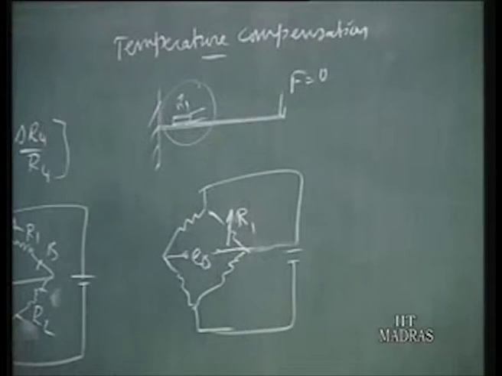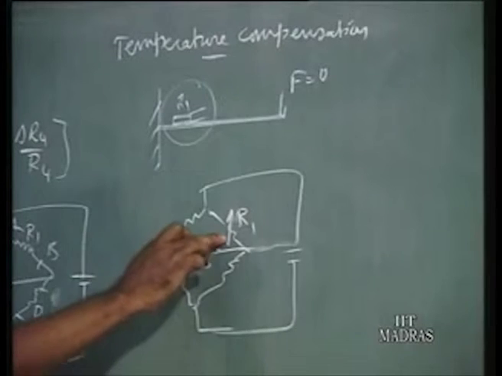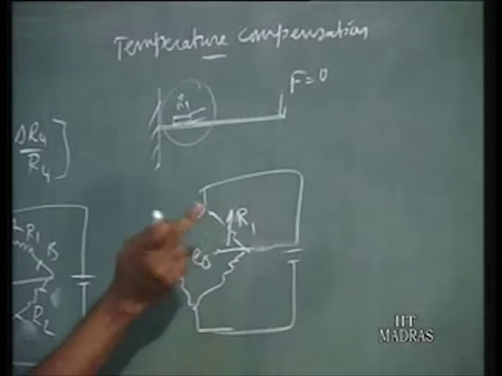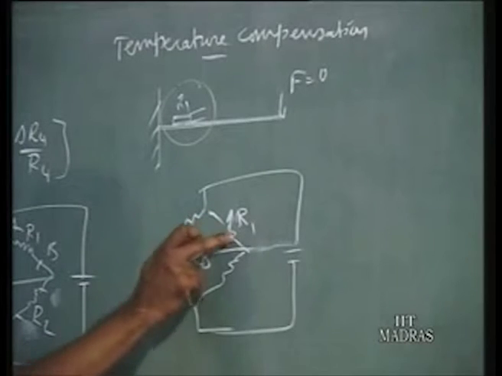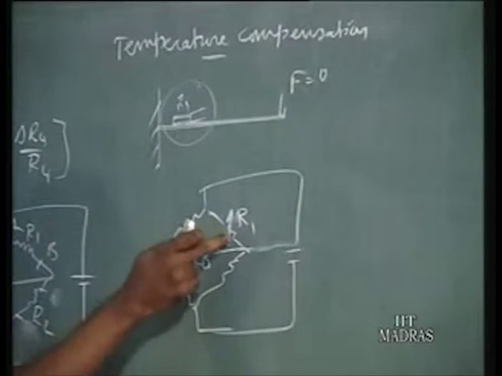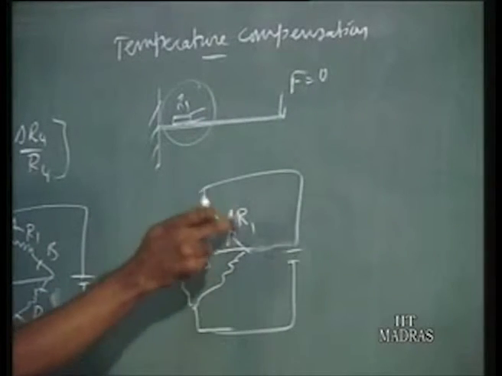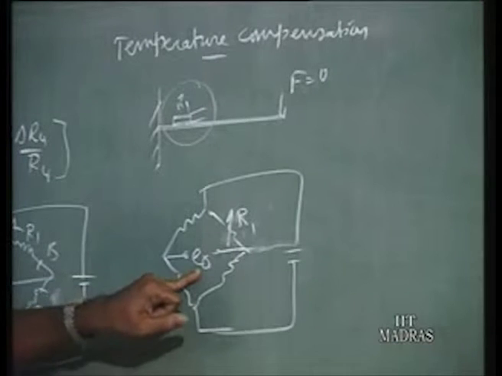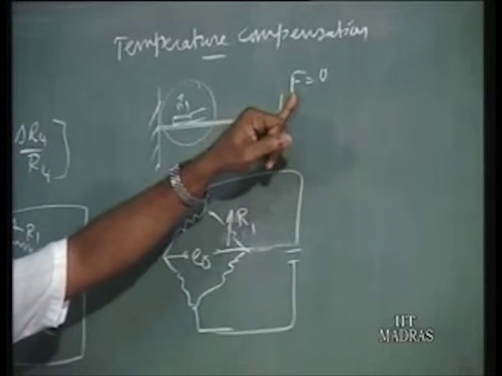That is because the material which makes up the strain gauge wire, the resistance of the strain gauge wire increases whenever the temperature increases. So there is a resistance change, but it is not due to F, it is due to temperature. Since it has changed from R1 to R1 plus delta R1, EO will appear. So how to compensate for this? That is temperature compensation. Even though the temperature has increased, we do not want any output since there is no input force.